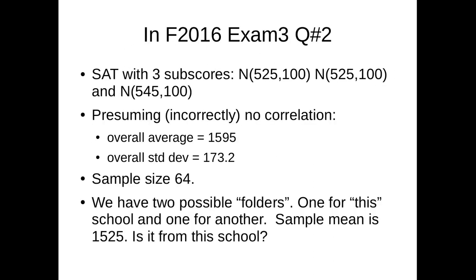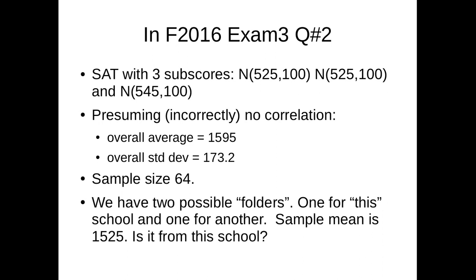So in an old exam, I had this question: SAT score with 3 subscores, and presuming, incorrectly of course, that there's no correlation. The overall average, you just add these up, 525 plus 525 plus 545, and you get 1595. What's the overall standard deviation? Well, you have to square each of those. So you get 3 times 100 squared, and then you take the square root of that, and you get 173.2. Sample size is 64.